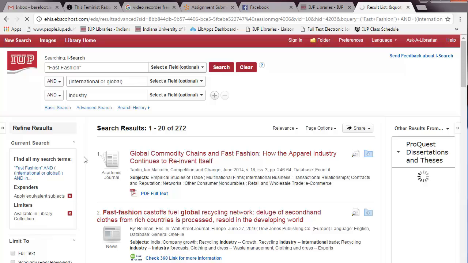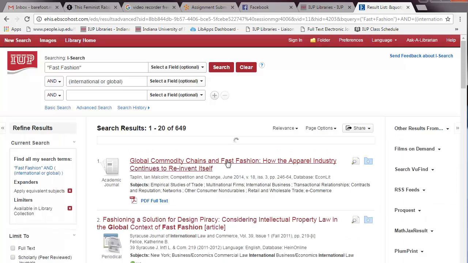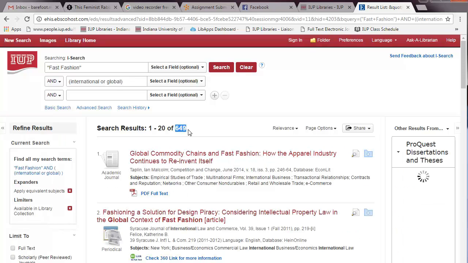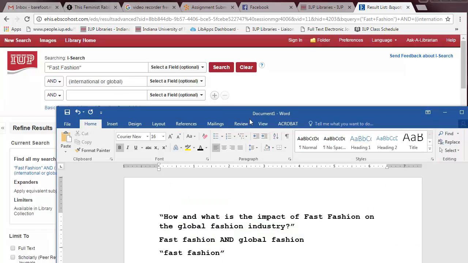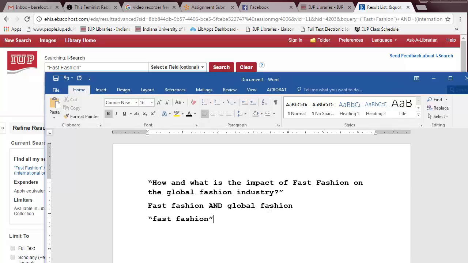Okay, so now I have 272. If I take out industry, I have 649. So what I'm doing is I'm playing around with the words, I'm playing around with the order that I'm using, but you notice I am never ever typing a sentence into these search bars. So a variety of search statements that I've come up with here. I said fast fashion and global fashion, fast fashion in quotation marks, fast fashion and global or international, things like that.